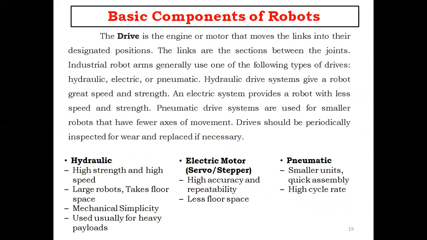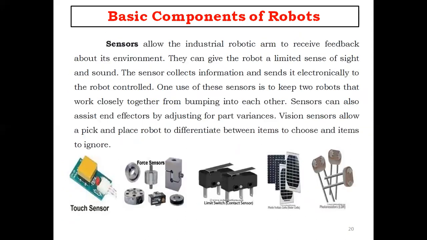Similarly, the next one is the drive. The drive, we know, can be an engine or a motor. We can go for hydraulic, electric, or pneumatic. For smaller units, we go for pneumatic. For higher accuracy and repeatability, we go for electric motor. And for high strength and high speed, usually for heavy payloads, we can go for hydraulic. And finally, the last one is the sensors, which are used to sense all the information and send it to the robot controller overall.